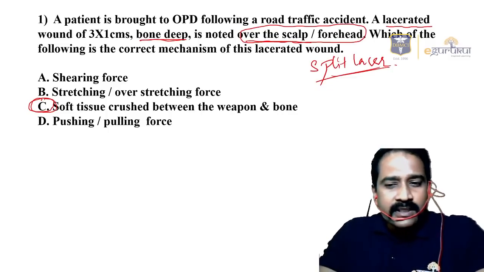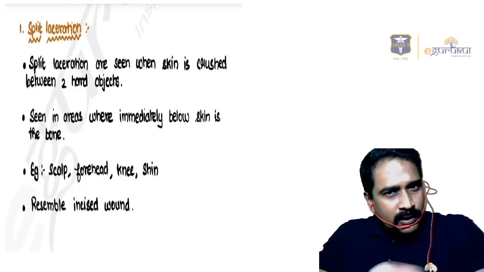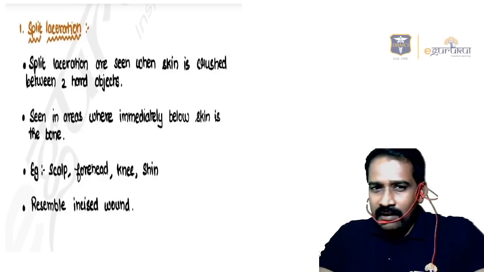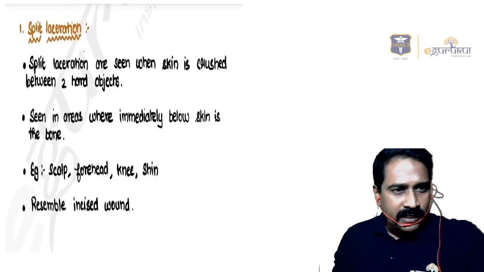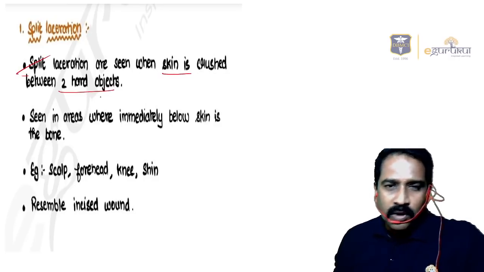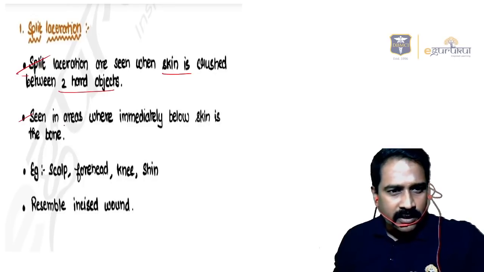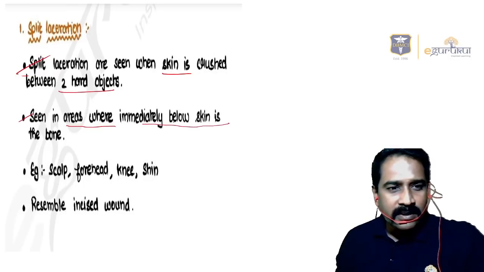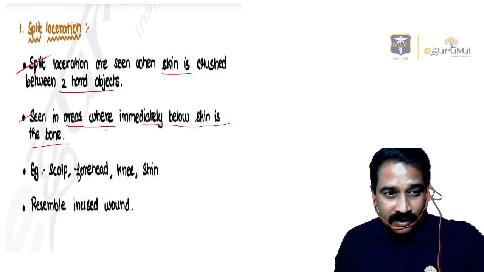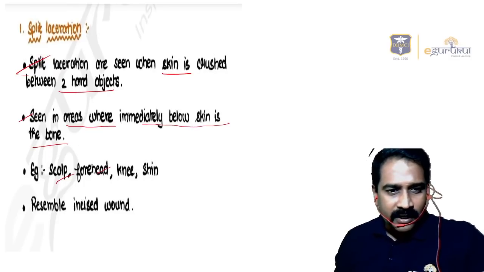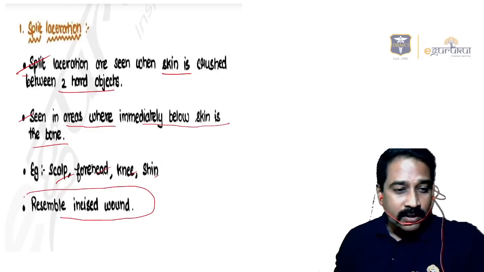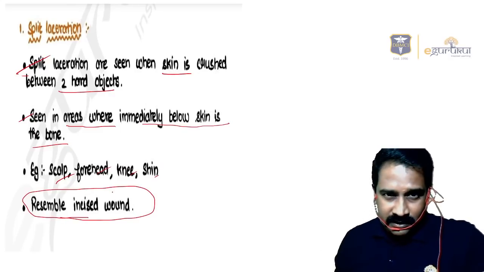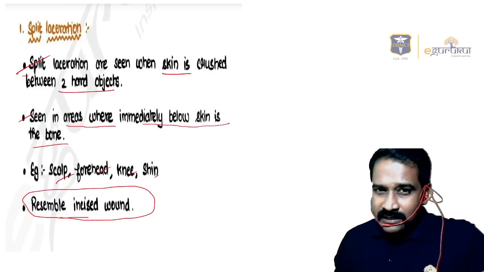Now let's look into some theoretical parts of this. What is split laceration? I have taken out the screenshot from the notes. Split lacerations are seen when the skin is crushed between two hard objects. The second important point: they are seen in the areas where immediately beneath the skin there is a bone. Examples: scalp, forehead, knee, shin. And it resembles an incised wound. A repeated question.